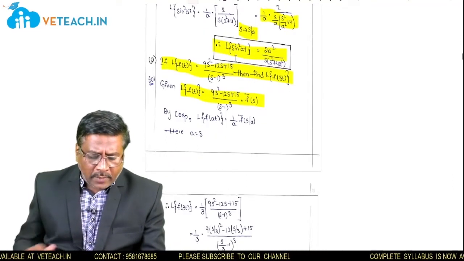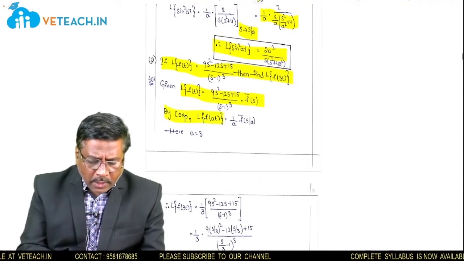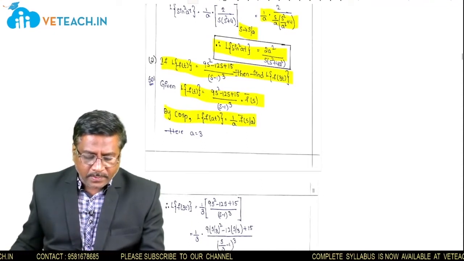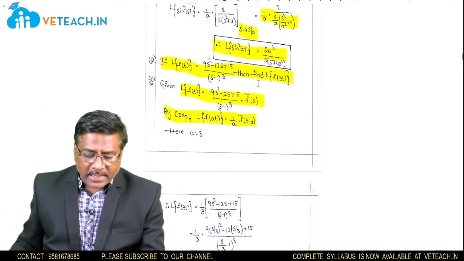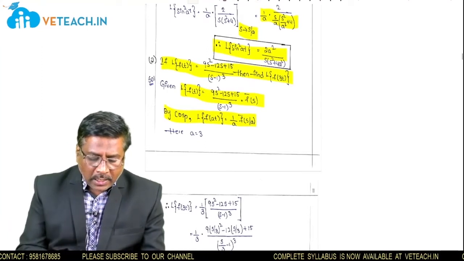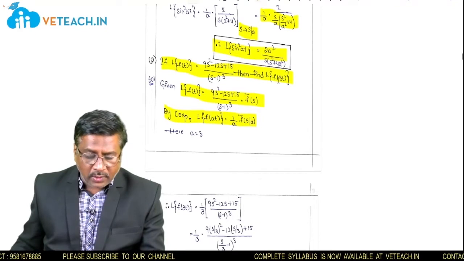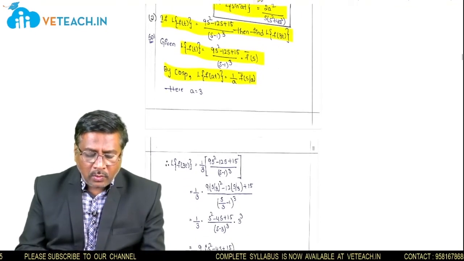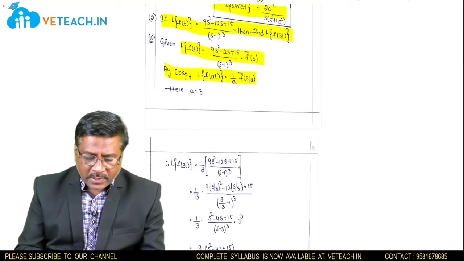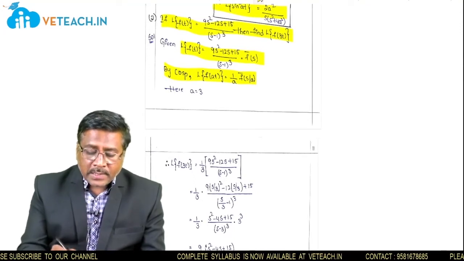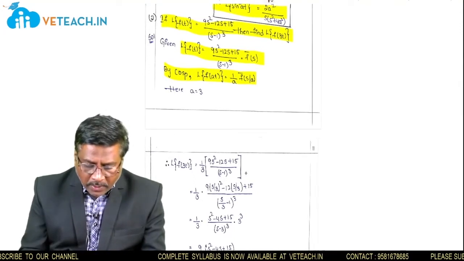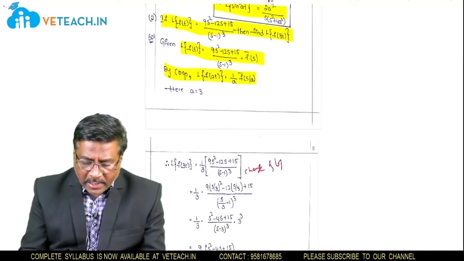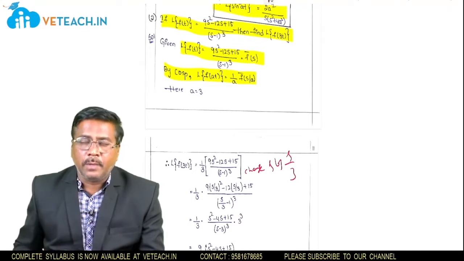We have to apply the change of scale property. By the change of scale property, L of f of at is equal to 1 by a into f bar of s by a. Here a is 3, so put a equal to 3. That is 1 by 3 into (9s square minus 12s plus 15) by (s minus 1) whole cube. Here I have to replace s by s by 3, because this is the change of scale property.